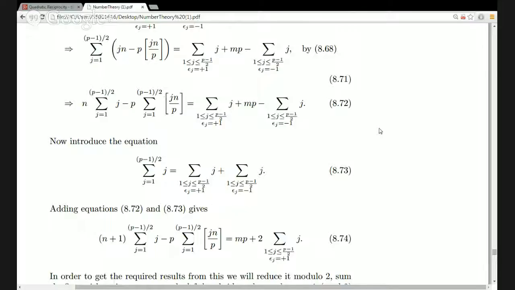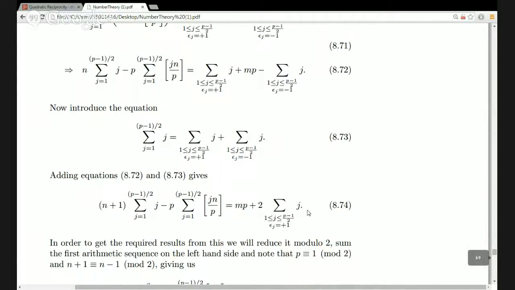On the right-hand side, we've got the sum of all the j's, and we already have n times the sum of all the j's. So we'll be able to incorporate that easily. And that's just done on the next line. Okay. So the next line, adding the two left-hand sides, we've got n plus 1 times this sum. We did have n times it. Now we've got n plus 1 times it.